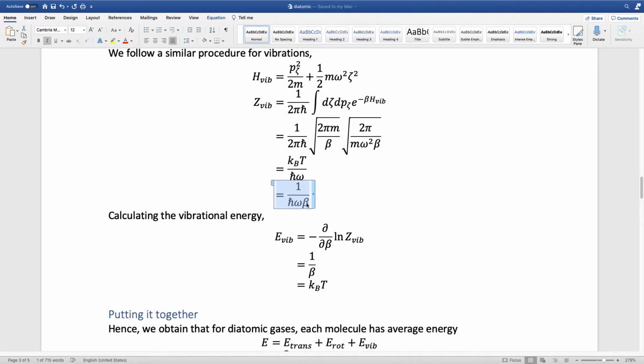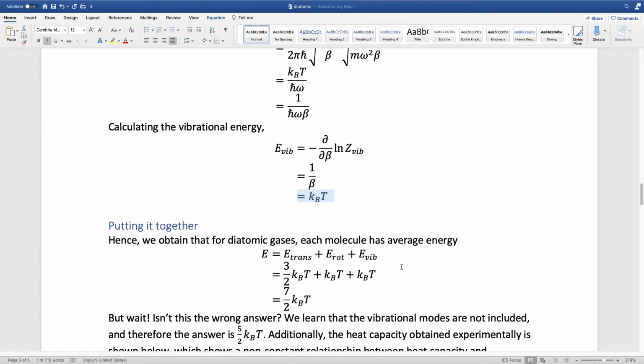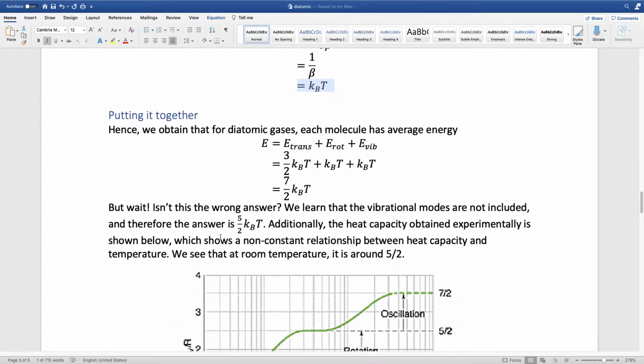So you realize that it is also 1 over inverse temperature, and so taking the derivative, we get the energy of the vibration. The energy of the vibrational mode is k_B T. So now, putting it all together, we sum up all the energies, and we get that each molecule has average energy 7/2 k_B T.